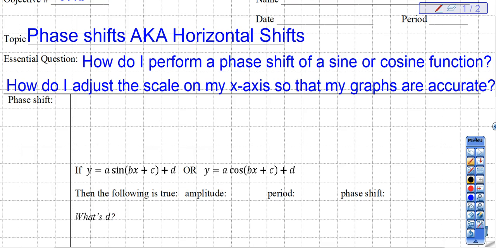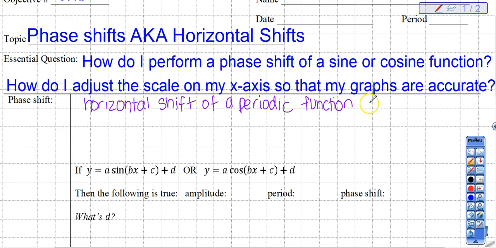A phase shift, and I think I will mark these things in purple here. A phase shift is a horizontal shift of a periodic function, either forward or back a part of a revolution.